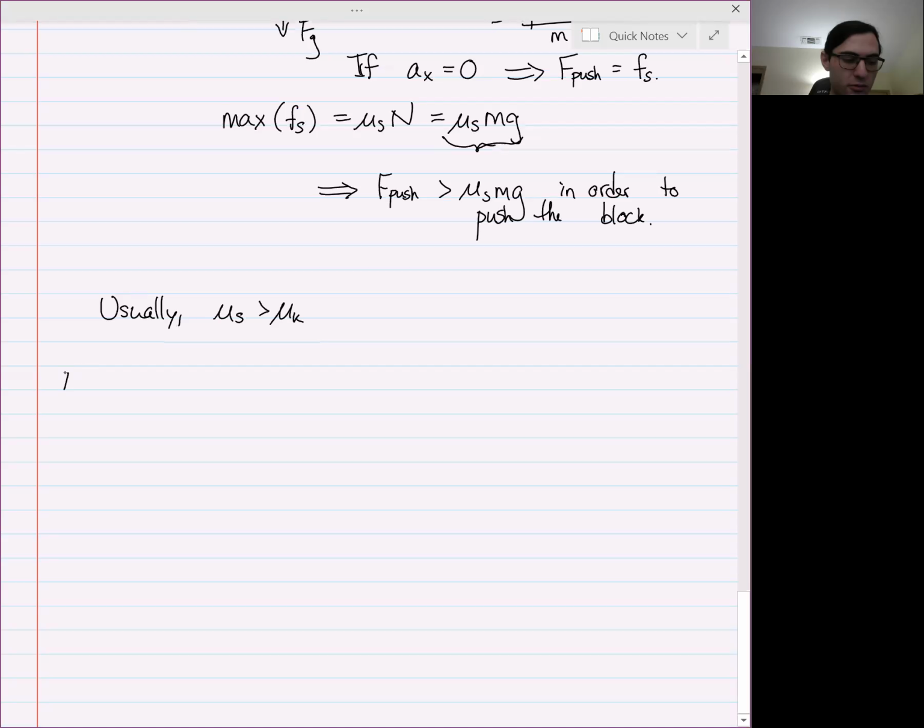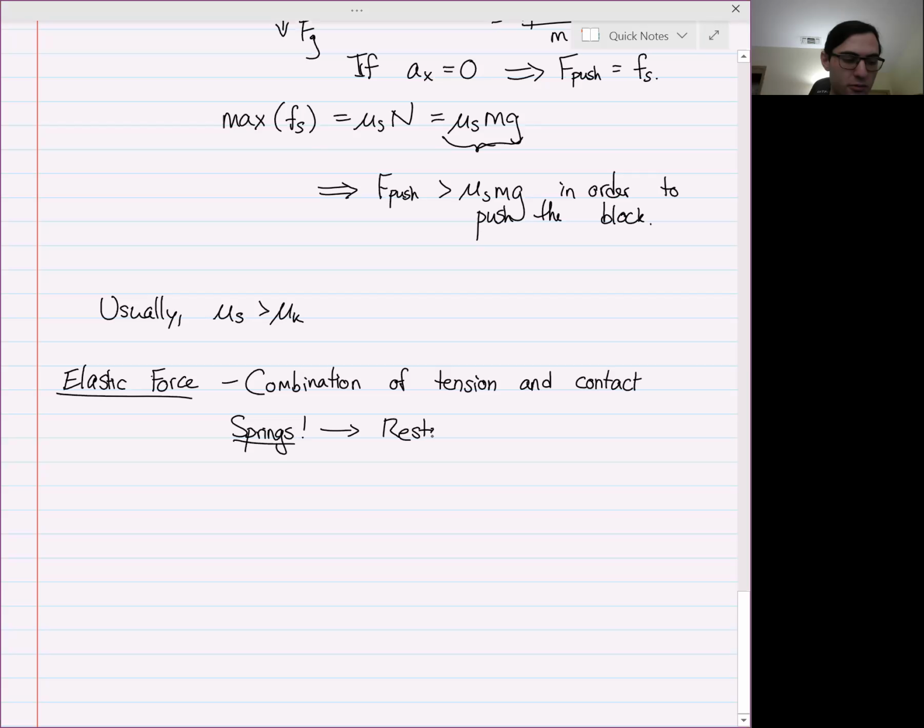Now, the last force to talk about today, and then we'll probably end it here, is the elastic force. So the elastic force is like a combination of tension and a contact force. The elastic force can push and pull, so tension pulls and contact pushes. And the elastic force is usually what we use to describe springs. So the type of force that springs have, and hence what the elastic force is, is a restoring force.